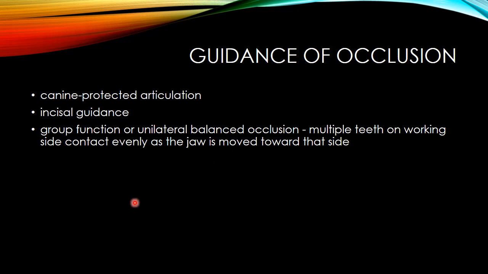So we have three types of guidance of the occlusion. We have the canine protected articulation, the incisal guidance, which was previously described, and the group function or unilateral balanced occlusion. The canine protected articulation is also a form of anterior guidance. Both canine protected and incisal guidance are anterior guidance of occlusion. The difference of the canine protected articulation from the incisal guidance is that only the canines contact during protrusive or lateral movements. In comparison with group function or unilateral balanced occlusion, multiple teeth on the working side contact evenly as the jaws move toward that side.